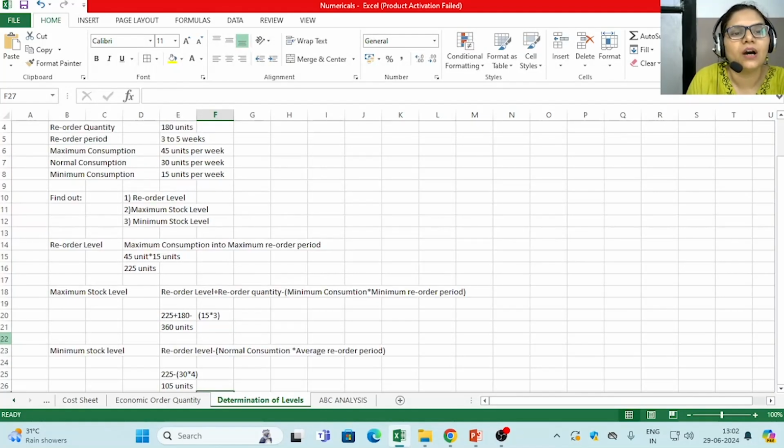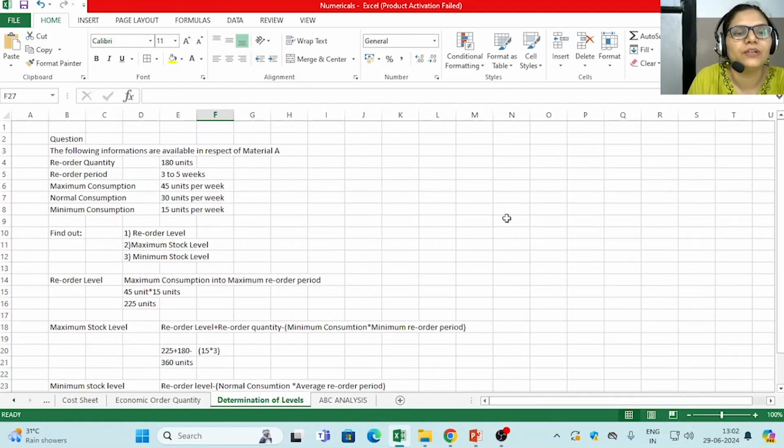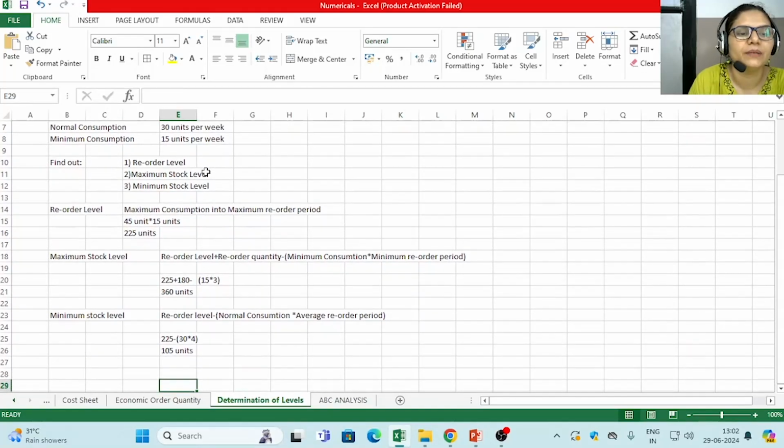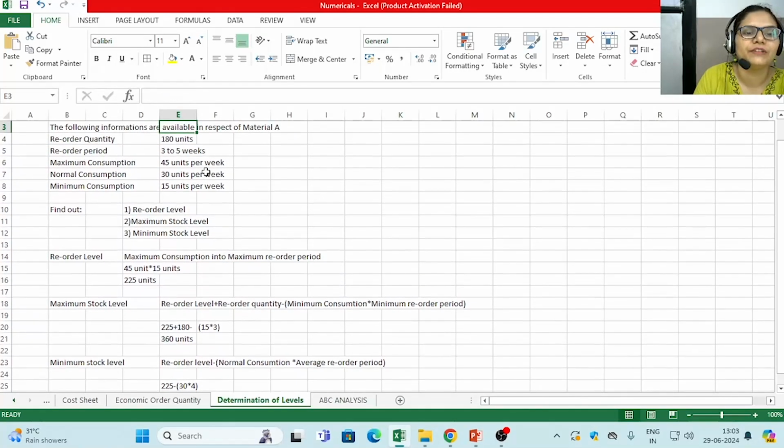So this is how we calculate the different kinds of levels. First, we have calculated reorder level. After that, we have calculated maximum level, and then we have calculated the minimum stock level. So I think by now you must be clear how to calculate different kinds of levels with the help of a given formula.